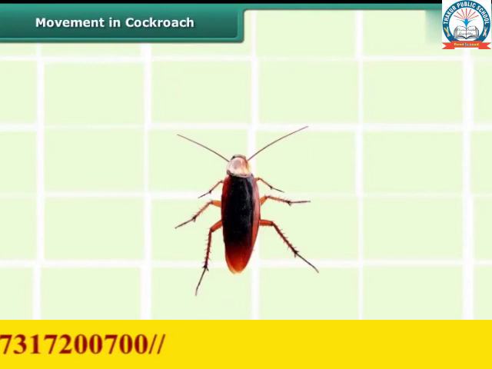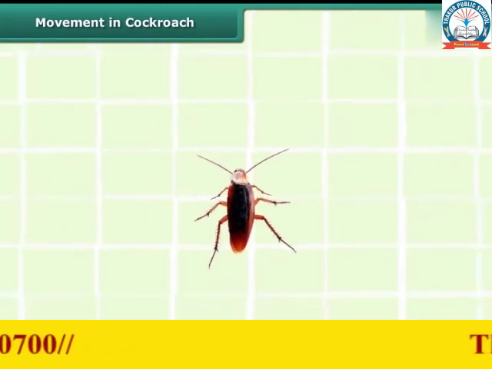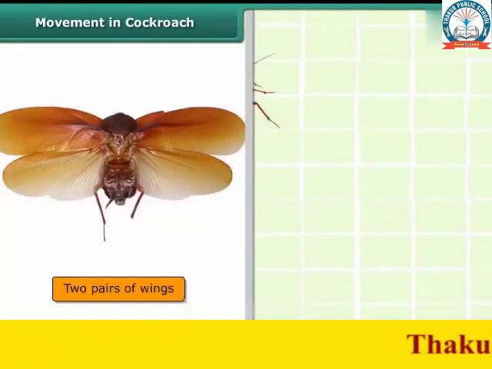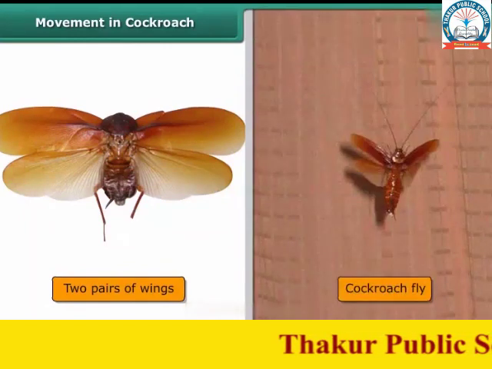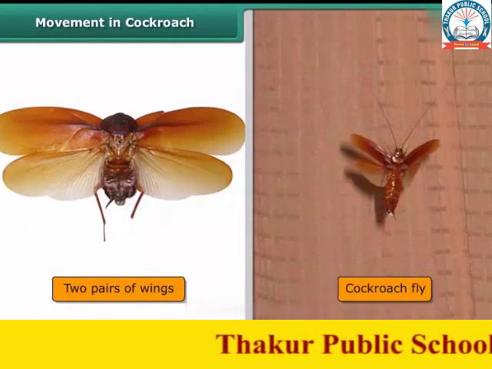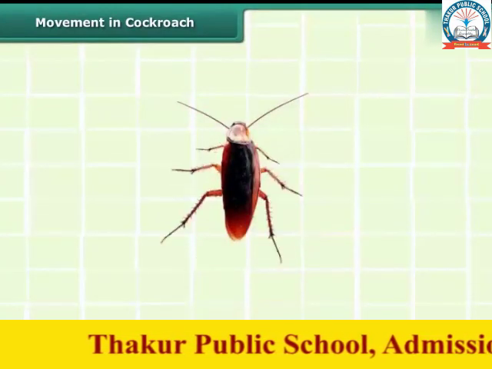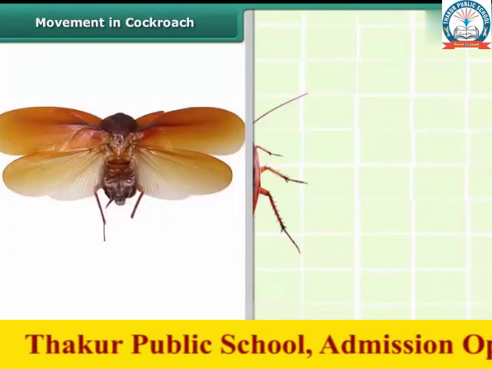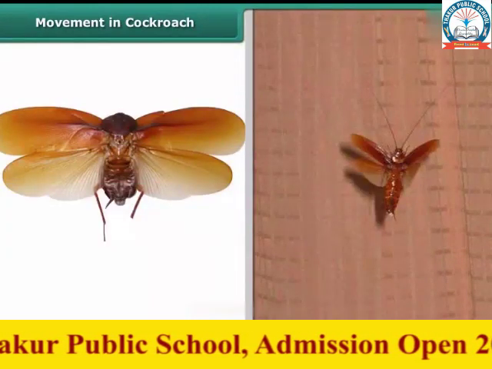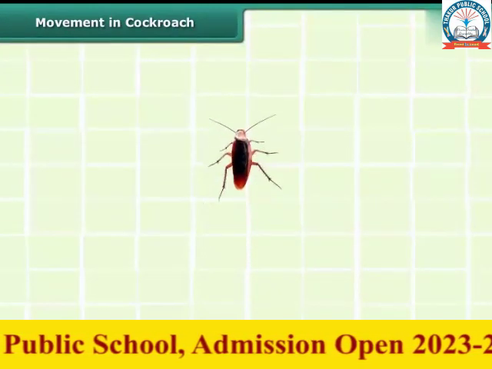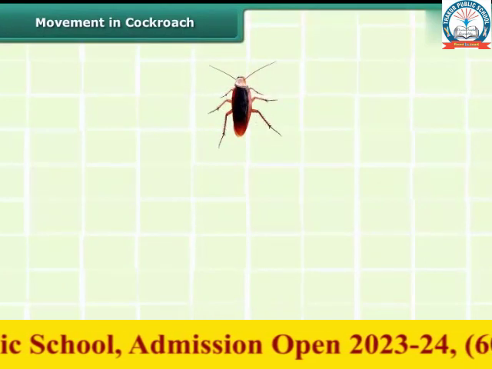Movement in cockroach. The cockroach has 3 pairs of legs that help it to walk and 2 pairs of wings that help it to fly. A cockroach moves its legs with the help of muscles near the limbs. It uses its breast muscles to move its wings and fly. A cockroach can walk, fly and even climb.